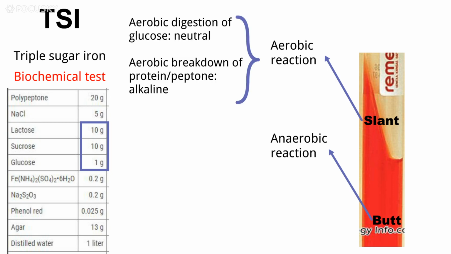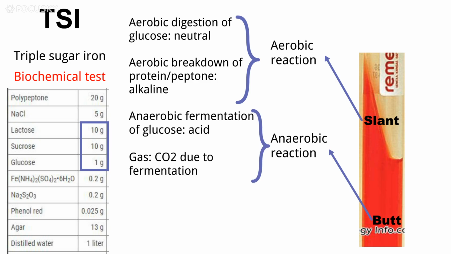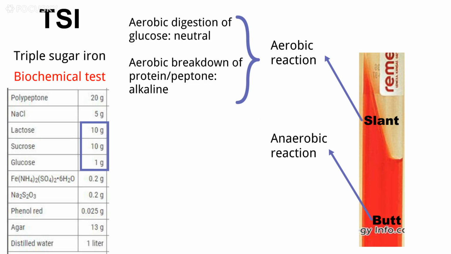On the slant, Salmonella first aerobically digests glucose, leaving the medium at neutral pH. After consuming all the glucose, Salmonella start to aerobically break down peptone, turning it into alkali molecules. The pH indicator phenol red will change to a pink reddish color.